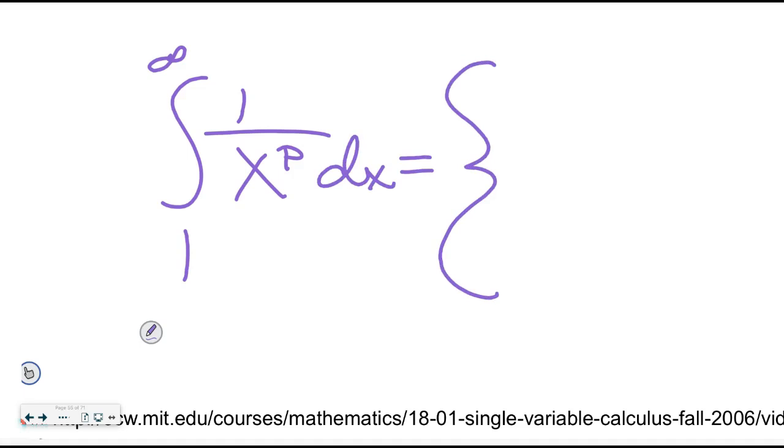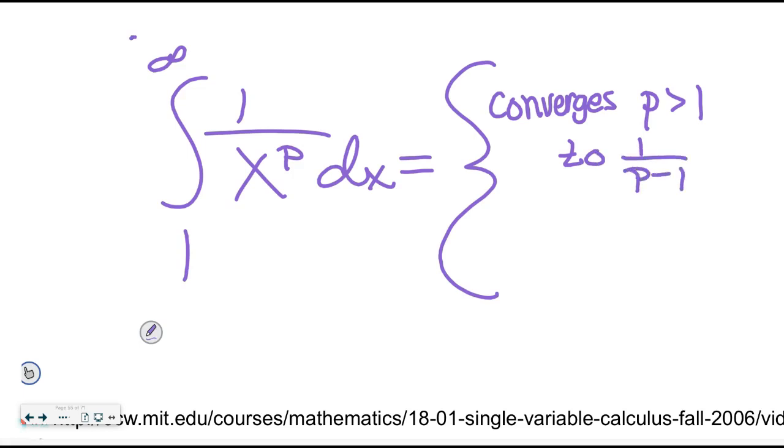But it converges when that power got bigger than 1. It converged with a 2 and a 3 and a 4 and a 5 and a 6. But with a 1, it diverged, right? So for p greater than 1. Also, it converged to 1 over p minus 1. So when this was a 3, it converged to half. When this was a 5, it converged to a 4. It diverged when p is less than or equal to 1.